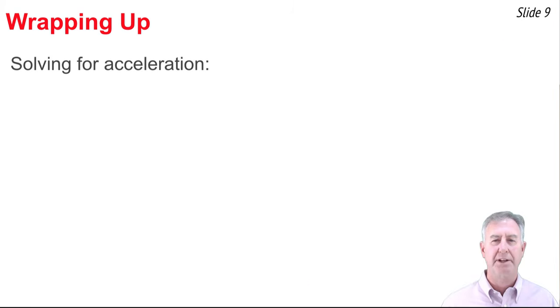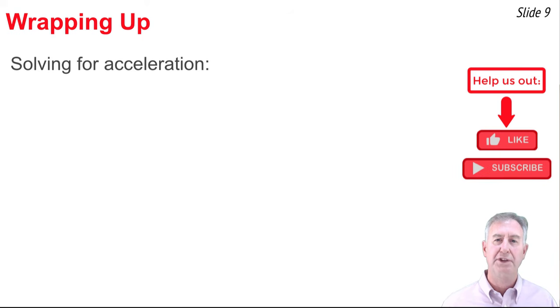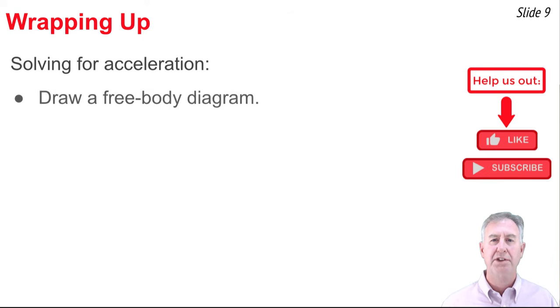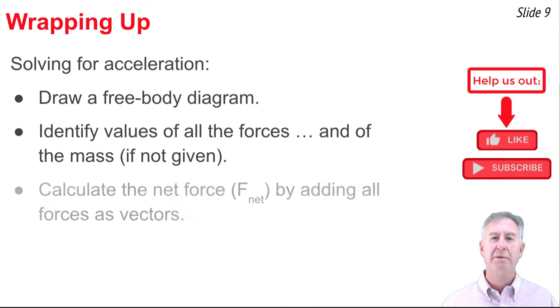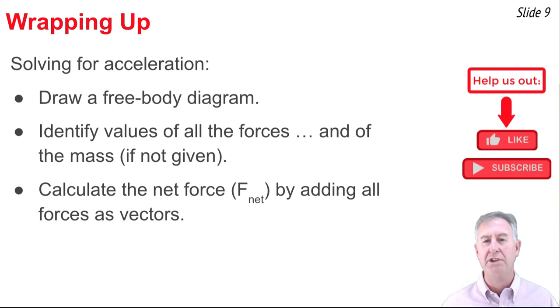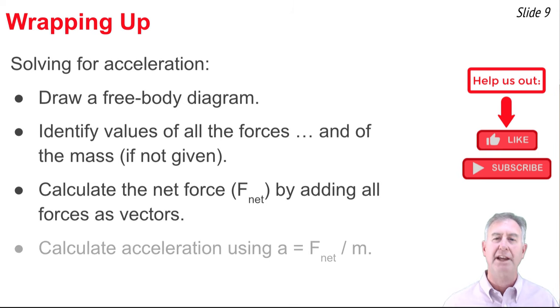I'd like to wrap things up by talking about the method that I've been using to solve for acceleration in all these problems. My first step is always, I draw a free body diagram showing all the individual forces acting upon the object. Then what I'm going to want to do is calculate all the values of these individual forces, if any of them are unknown, and also of the mass, if it's not given. Then what I'm going to do is calculate the net force by finding the vector sum of all the forces. Take any force in the direction of acceleration, subtract ones that oppose it, and you've got the net force. Finally, I calculate the acceleration by doing the F net per mass ratio, and that's all there is to it.